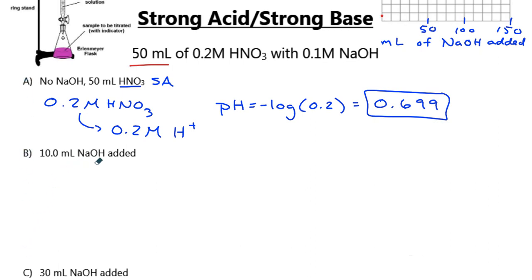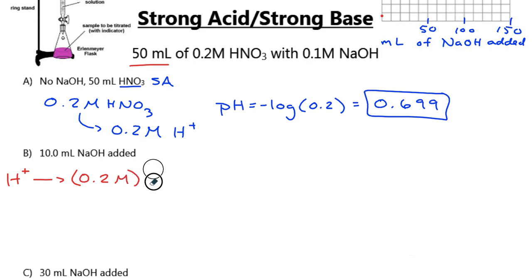So if I have 10 mL of NaOH, what happens when an acid and a base react? They neutralize. H plus and OH minus give water. So what we have to figure out is which one runs out first, okay? So I'm going to introduce you to something that's pretty cool. I think you're going to like it.